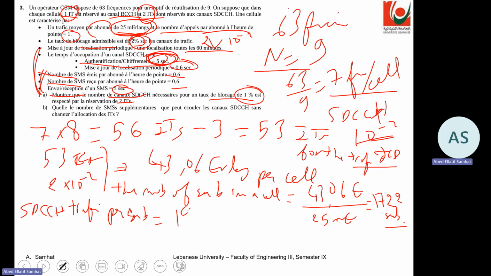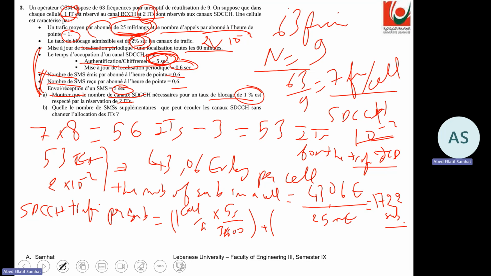So here it's one call per hour times 5 seconds over, because we are working on 1 hour, so let's use it in seconds, 3,600 seconds. This is for the call. Plus, if you want to calculate the location update, the rate of the location update is 0.6.